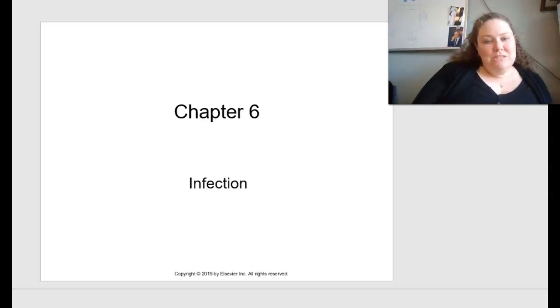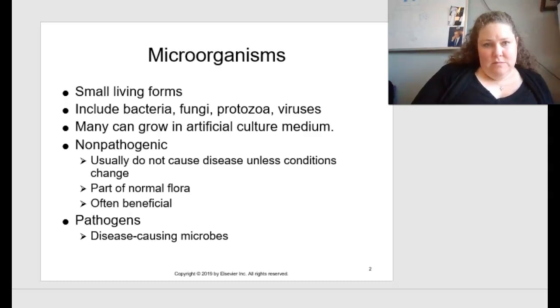Okay, we get to talk about chapter 6 and infection. So, to start off, we need to talk about some microorganisms. So what are microorganisms? These are small living forms. They include bacteria, fungi, protozoa, and viruses. And many can grow in an artificial culture medium.